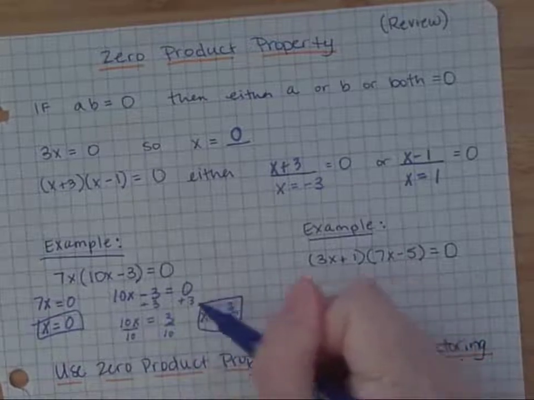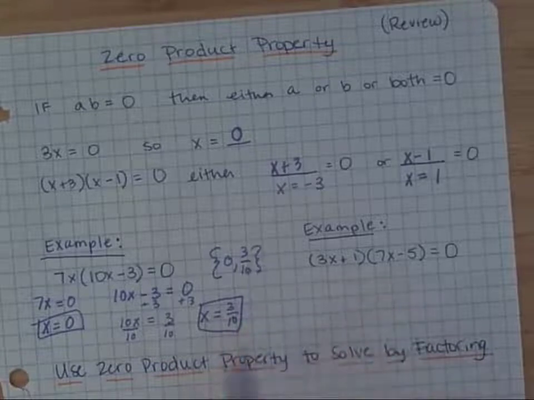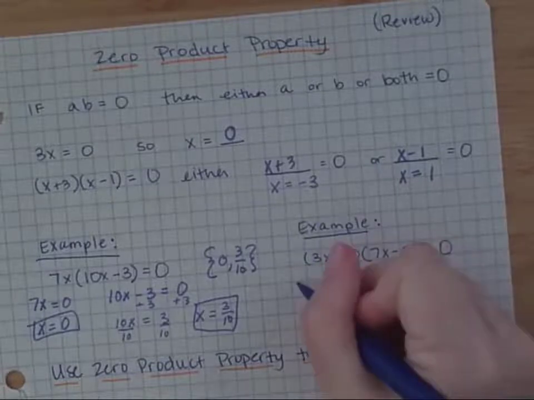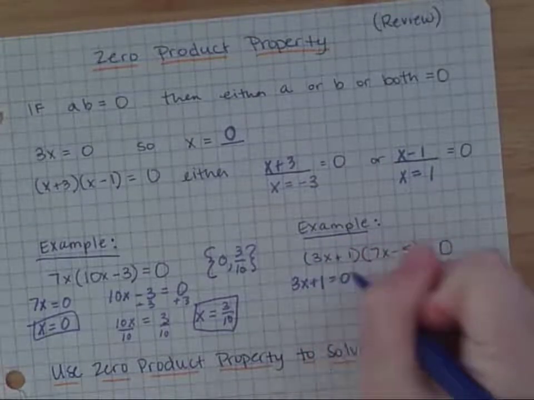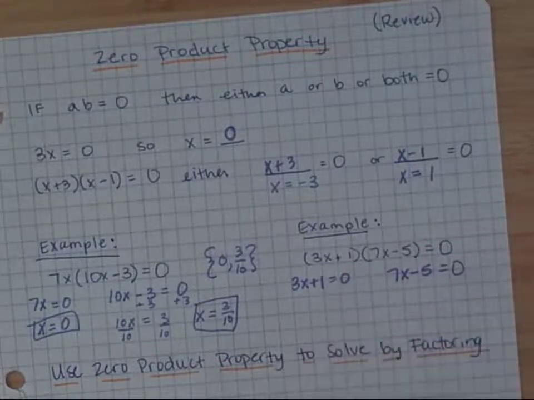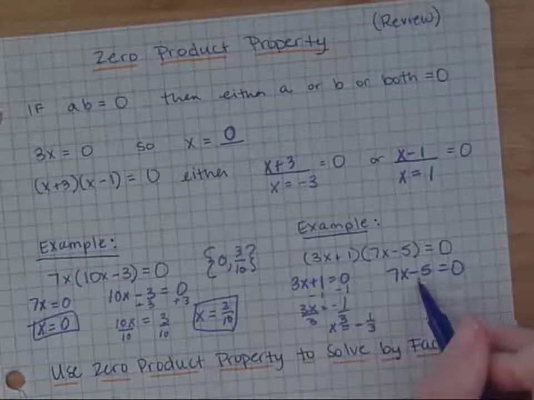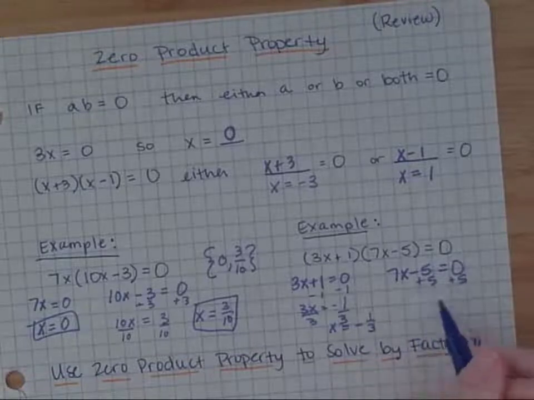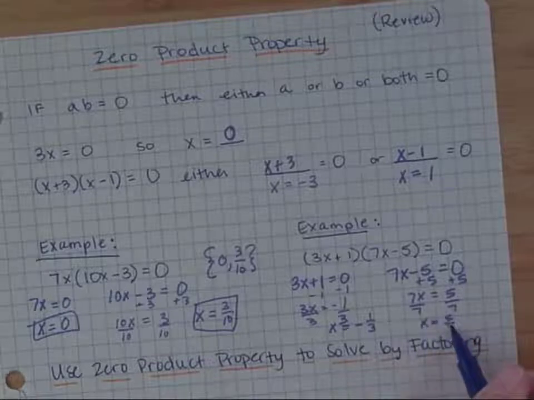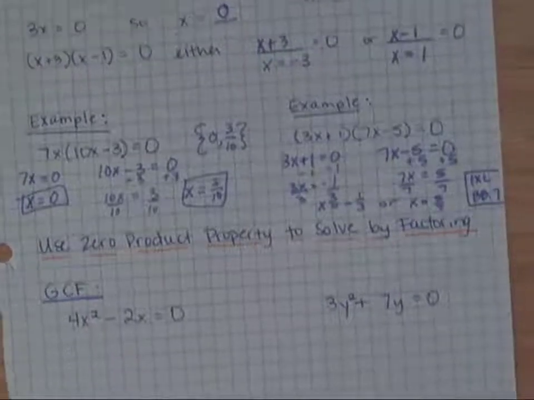We could write our answers like that, or we could write it as a solution set. So if one binomial times the other binomial equals 0, 3x plus 1 could equal 0, or 7x minus 5 equals 0. Okay. Minus 1 from both sides, in this case, x equals -1/3, or solving this two-step equation, x equals 5/7. Okay. Now we're going to use the zero product property to solve by factoring.